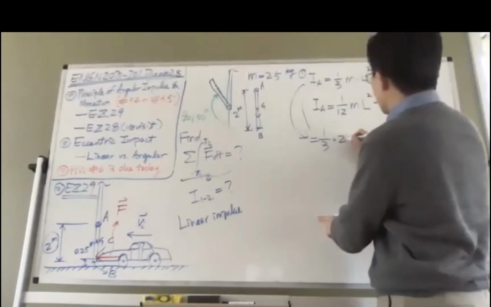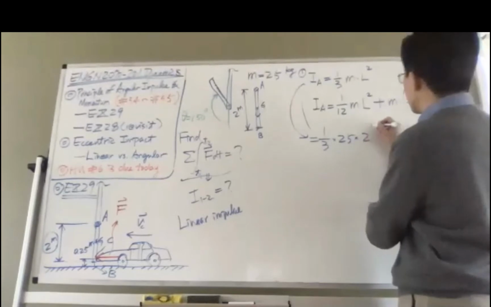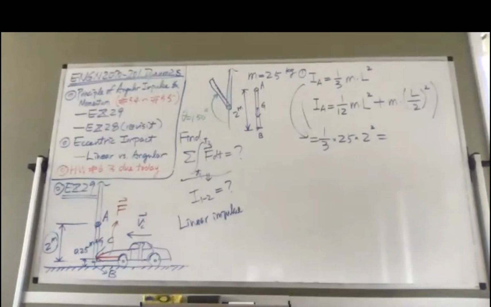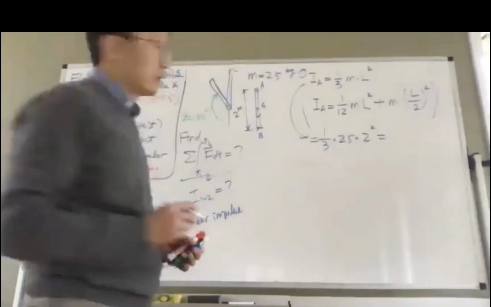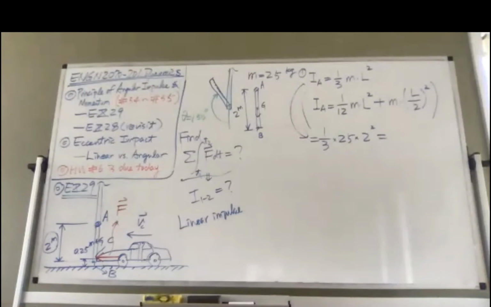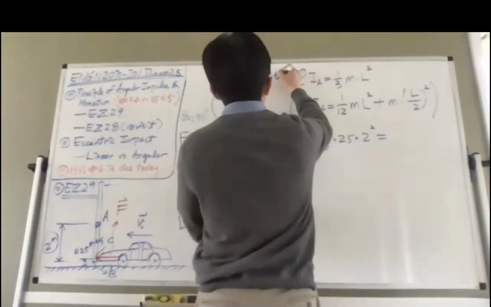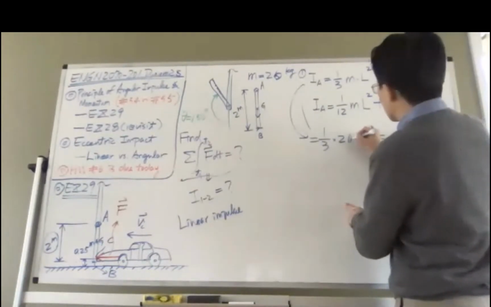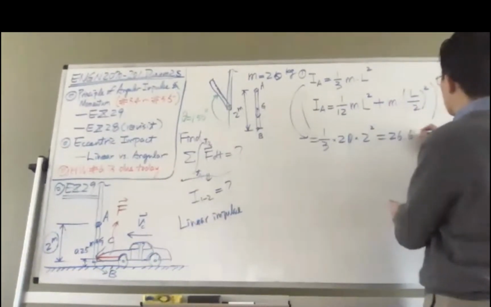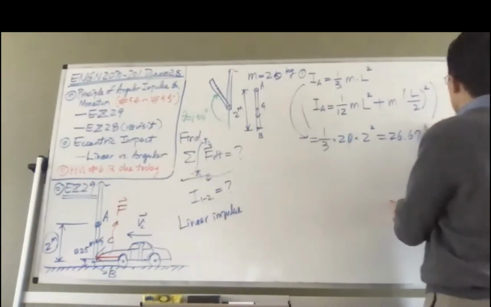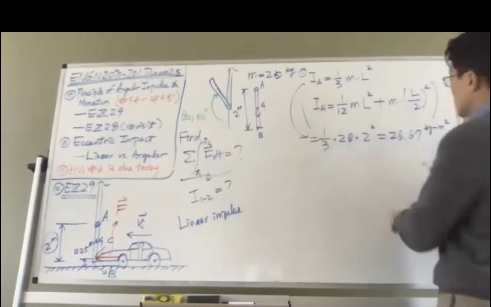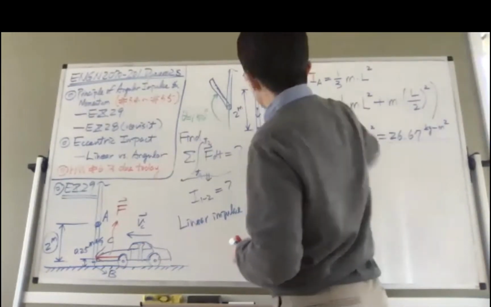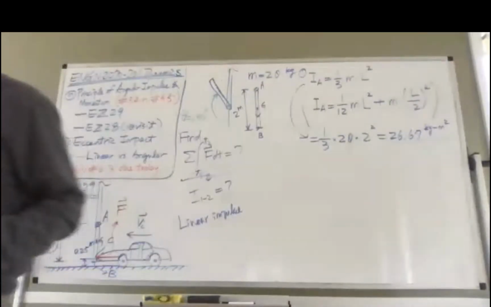The mass is 25 kilograms. The length is 2 meters. And this will give us the value of 26 point... What did I do wrong? Oh, I'm sorry. The mass is 20 kilograms, not 25. Please correct it. This is 20. So this will give us 26.67 kilogram meter squared. So this is the mass moment of inertia. So this is 20, not 25. So we have this found.